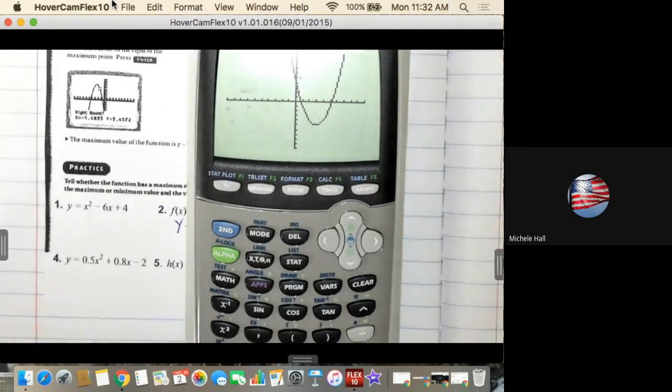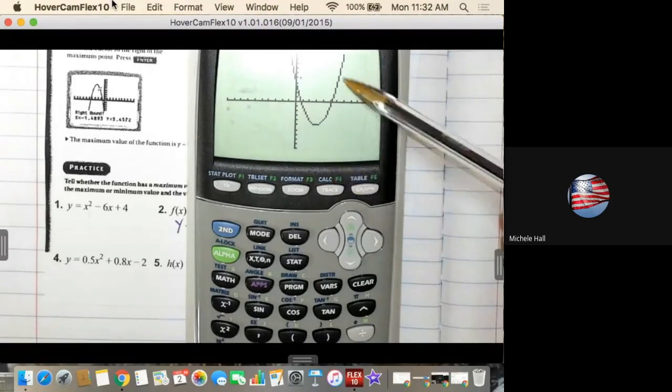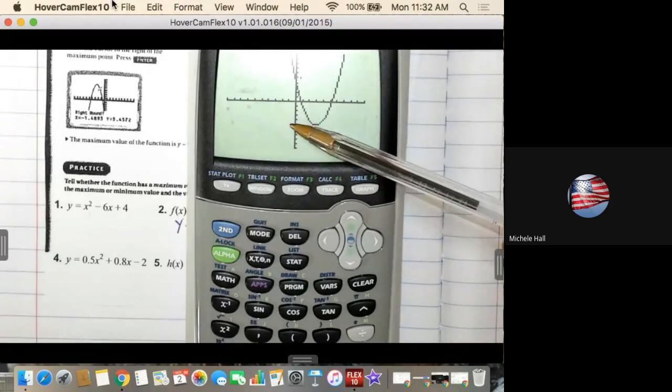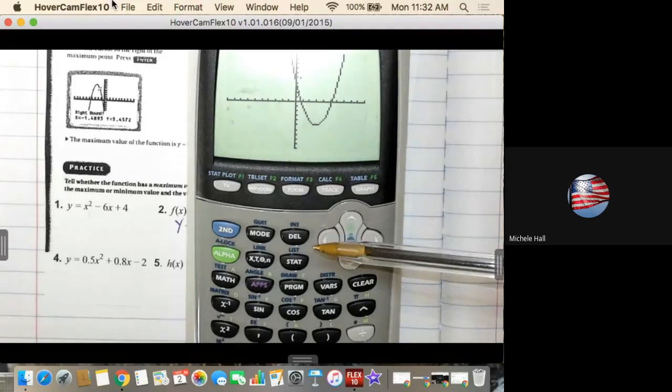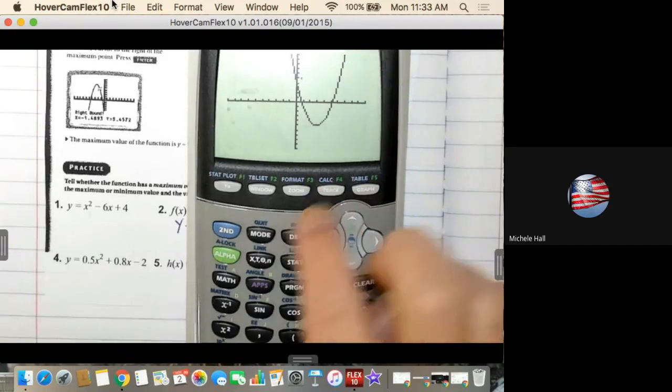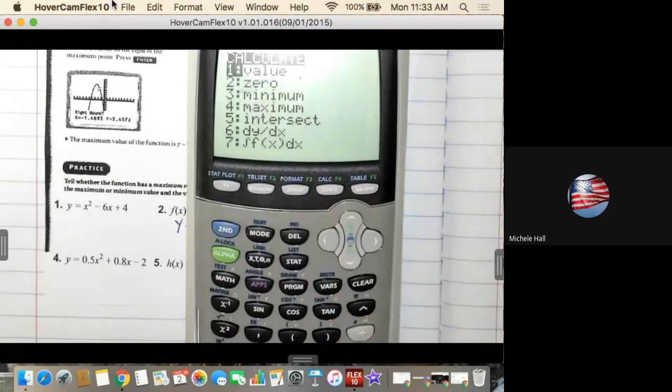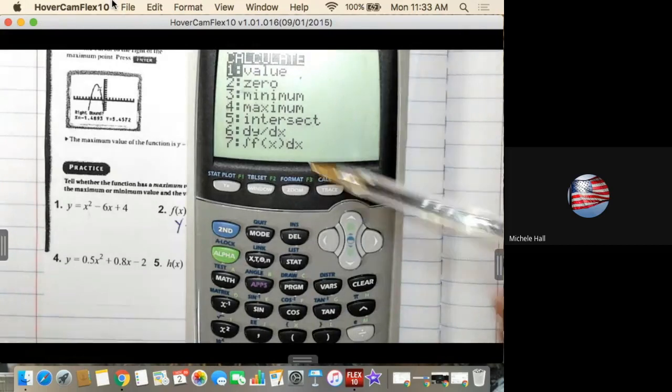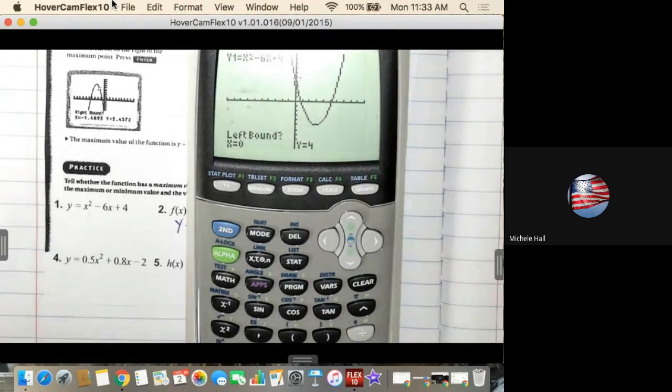We are looking for the minimum. So we're going to calculate it. Calculate means I can calculate stuff on my graph here. It's not the same calculate that we did with linear regressions. This calculate is explicitly for the graph. So if I go to calculate in blue, calculate, what do I want to calculate? 1, 2, 3, 4, 5, 6. Good job. The minimum is number 3. So I hit 3.